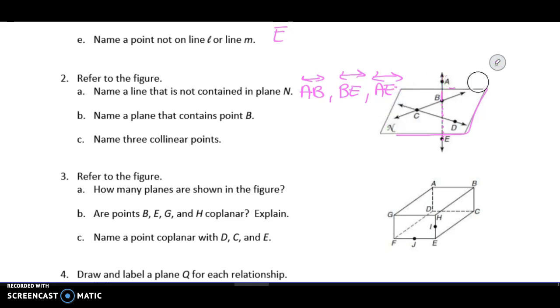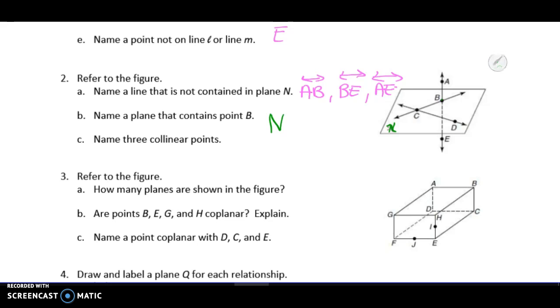So the next one, name a plane that contains the point B. If you look at our picture and find B, what is the name of that plane? We get it with the stylized capital letter, plane N.